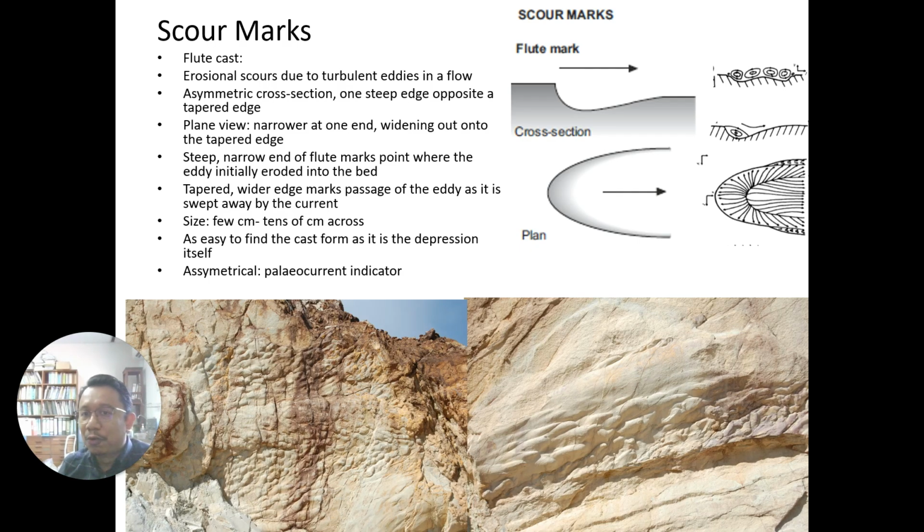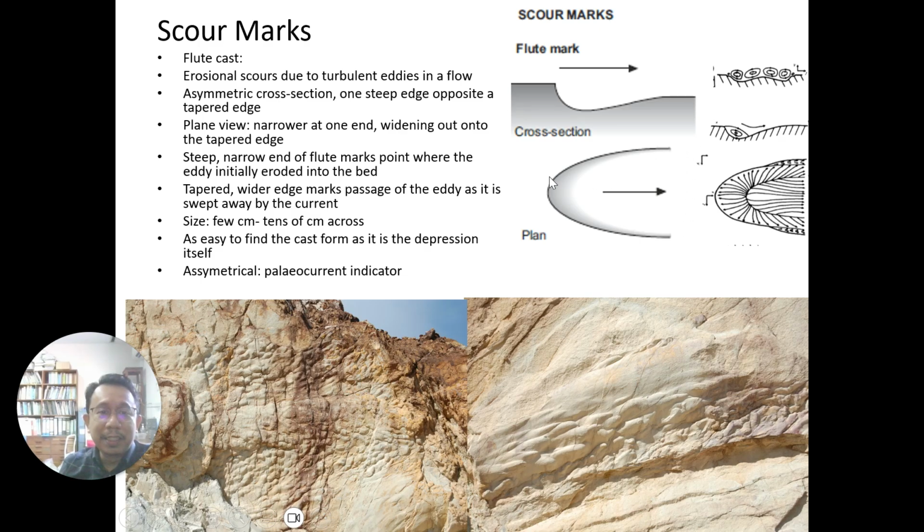Flute casts are erosional scours formed by turbulent eddies in a flow. So this is a cross section of a flute cast. You have a bed here, which is made up of mud, and then you have a flow moving from the left to the right. Then you start to get turbulent eddies because of the irregularities of the surface here. What you get in cross section is this: you have one steep edge opposite to a more tapering edge here. So the deeper part here is up current, and the more tapering edge is down current. That's what happens.